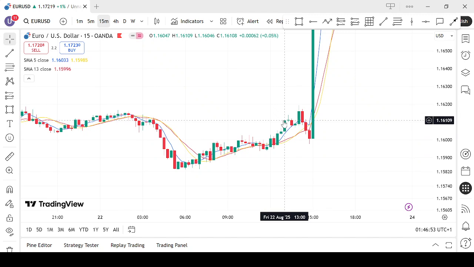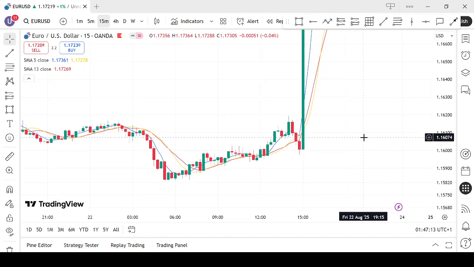Now for us to look for our entries, for long entries you would have to wait for the 5 simple moving average to cross above the 8 moving average. Confirm that by when the 8 moving average crosses or has crossed over the 13 moving average. Ensure that the price is trending above all three, then you would enter your trade.